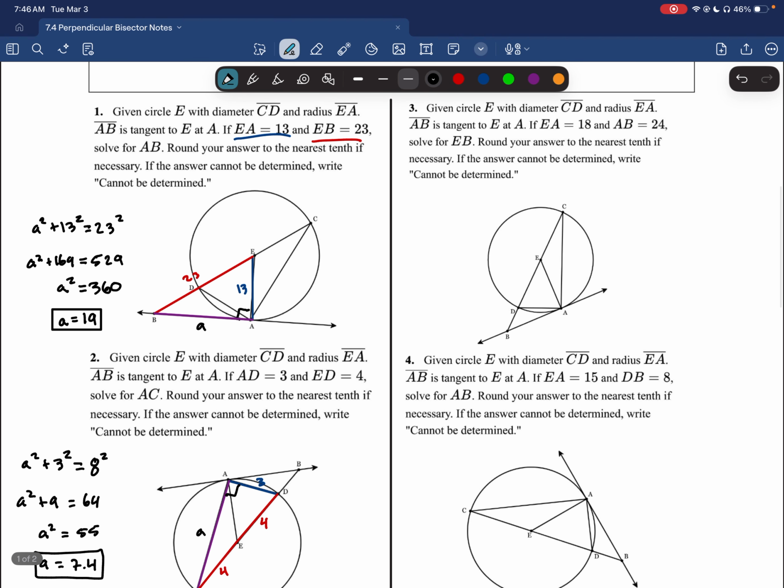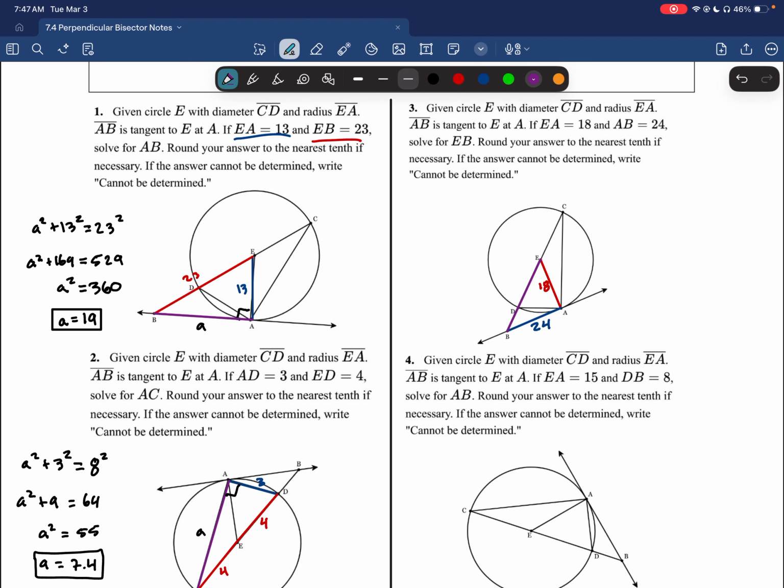Okay, example 3. Given circle E, got a diameter of CD, radius EA. AB is tangent to EA. And we know EA is 18. So that means our radius is 18. Good to know. We know that AB is 24. So this distance is 24. And we're trying to solve for EB. So this distance here.